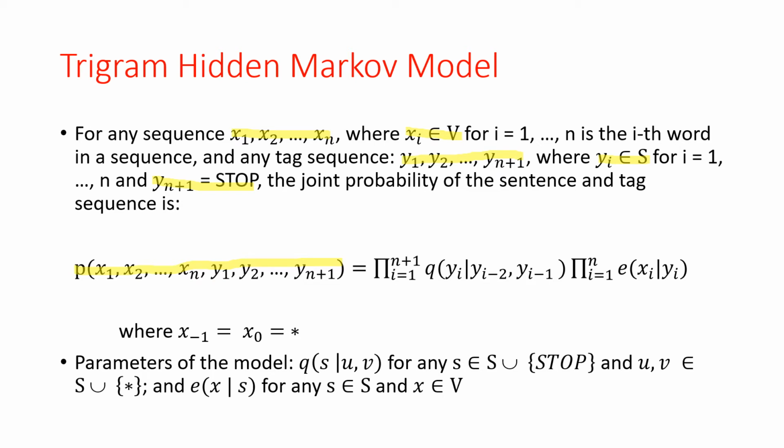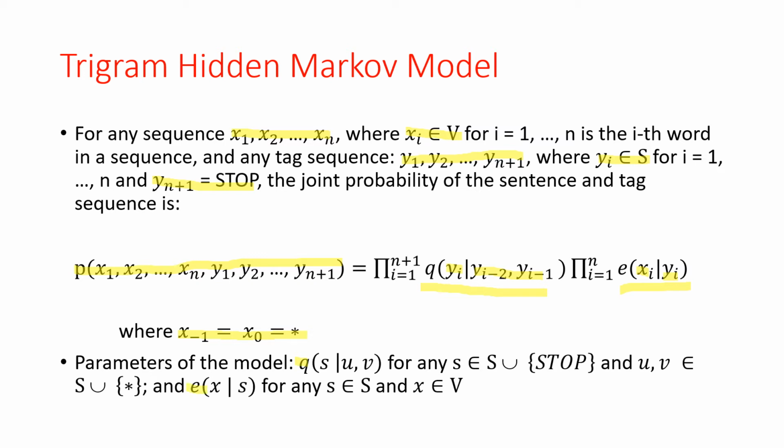So we have the product of these q and e terms. The q term is a conditional probability of a tag given two previous tags, and the emission element e is the probability of a word given a tag. And we also define the initial conditions, so these first two elements of the tag sequence are equal to the star symbol. And basically we have the parameters of our model, q's and e's.